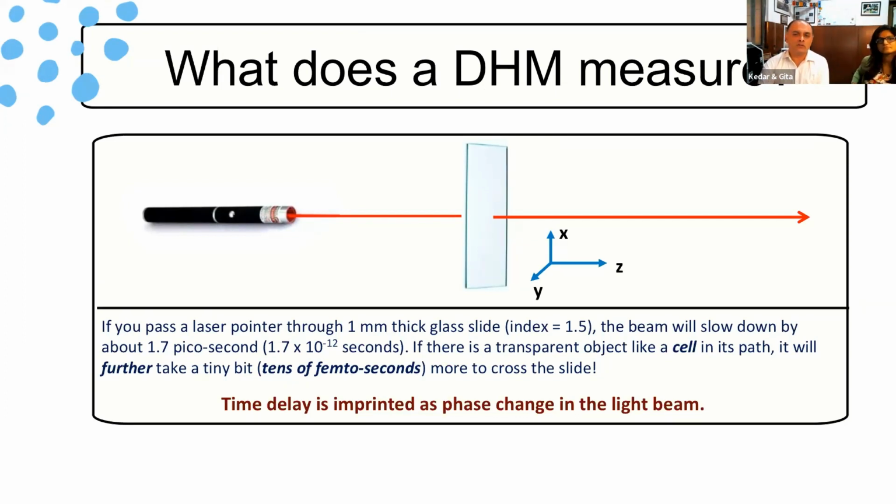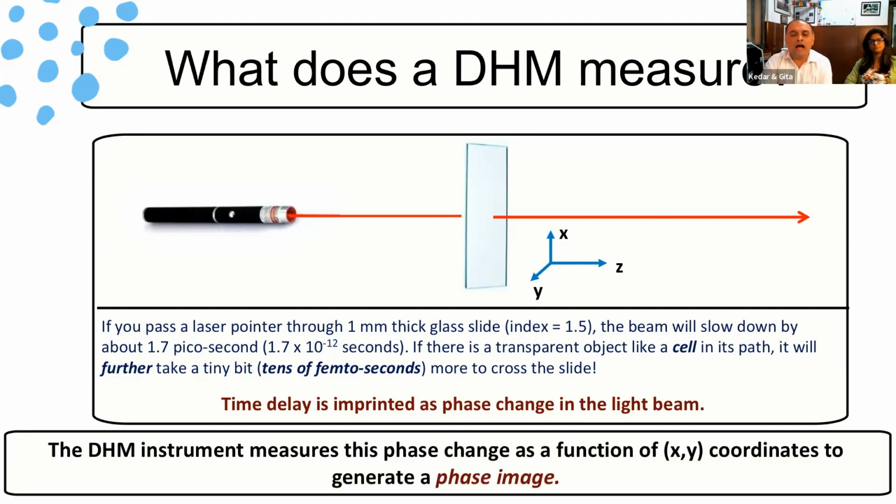We all know that light goes through material like glass and it slows down. So if this laser passes through a 1 millimeter thick glass slide, it will slow down by about 1.7 picosecond, where a picosecond is 10 raised to minus 12 seconds. And in addition to the glass, if there was a transparent object like a cell on the slide, in the light's path, it will slow down a tiny bit more, just about tens of femtoseconds more to cross the slide. And this time delay, which is really small and very hard to measure, is actually imprinted on the light beam by means of what is known as a phase change in the light beam.